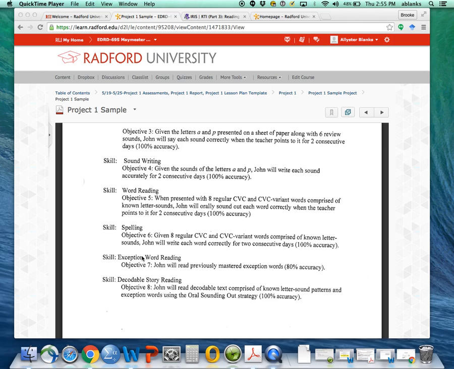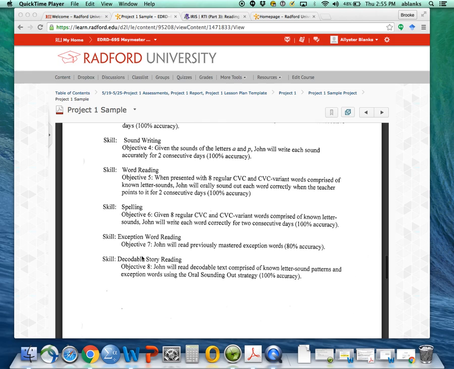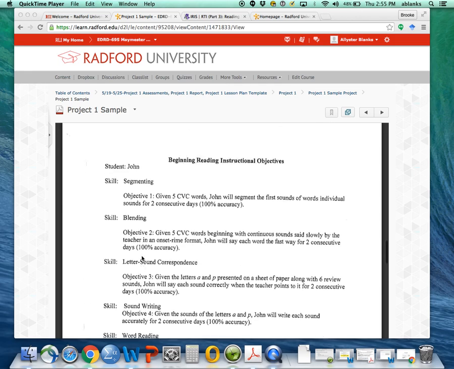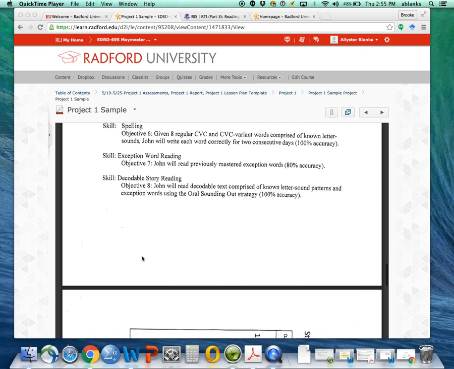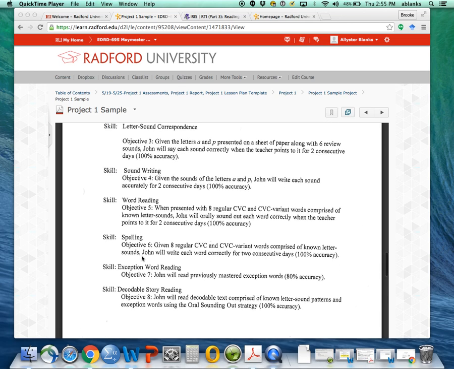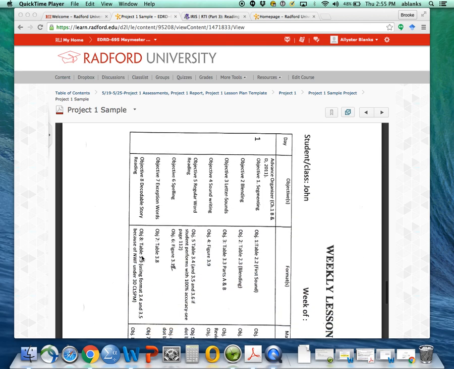And if you have a kid who meets all of the criteria listed out on the table in your book, and you are ready to work with some decodable books, you're probably going to have to teach some exception words, and so you would write objectives for those. Again, all of this is going to depend on your individual students, but for the sake of this project and the sake of your lesson planning, my expectation is that you would work on anywhere between 4 and 8 skills in a half an hour time period.